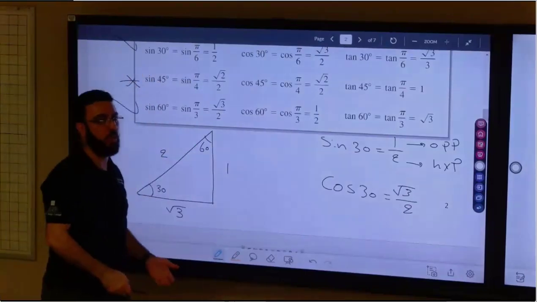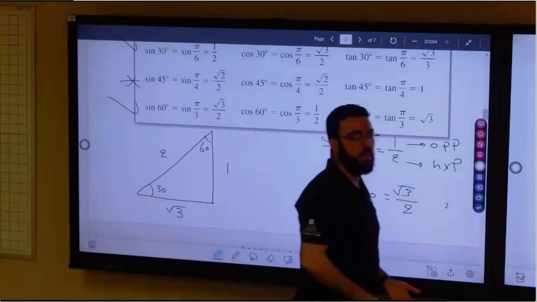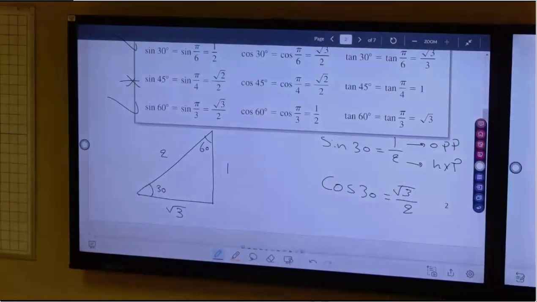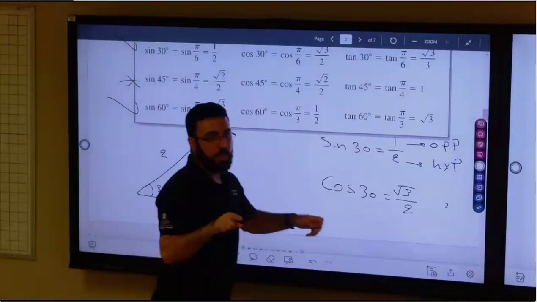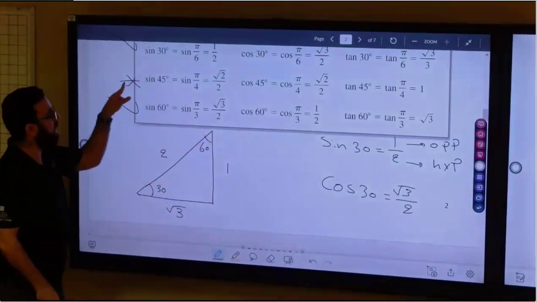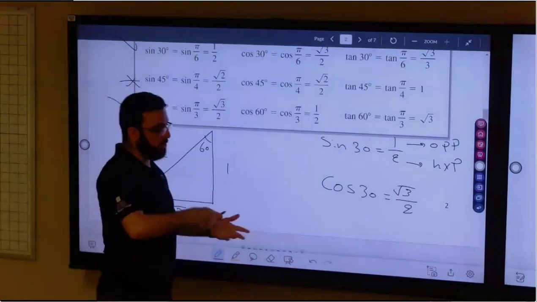But you have to know how I'm going to find the sine and how I'm going to find the cosine, by going back to the first page. Okay? Now, what about this angle? Can we do another triangle?